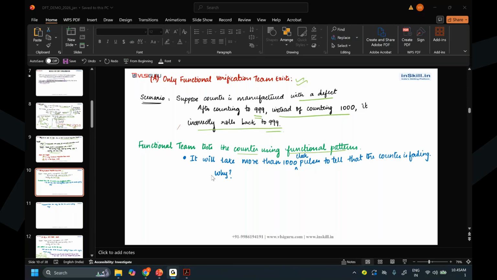They may take some clock pulses, like all the test vectors.